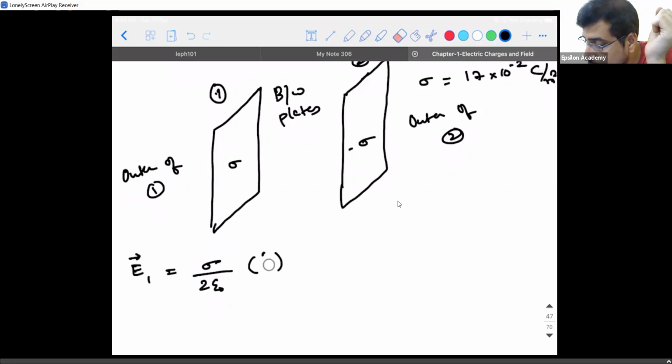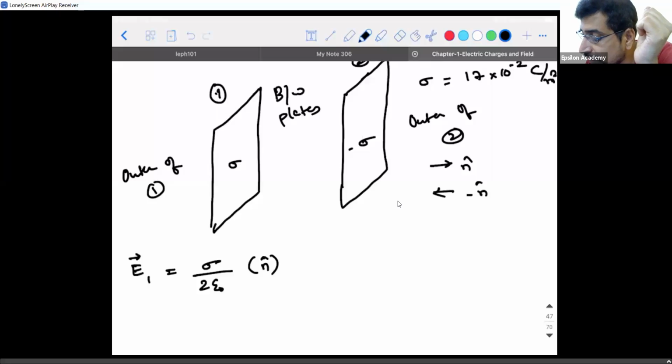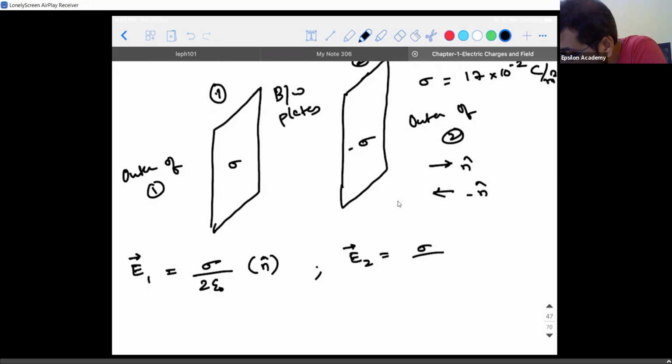Or what I will do is, I will call it n cap, where n generally is used for the normal vector. If I take this direction as n cap, this direction I will take as minus n cap. I hope this point is clear. So what is the electric field due to the second charge? It is sigma divided by 2 epsilon naught times minus n cap.